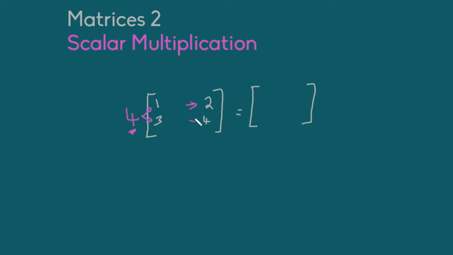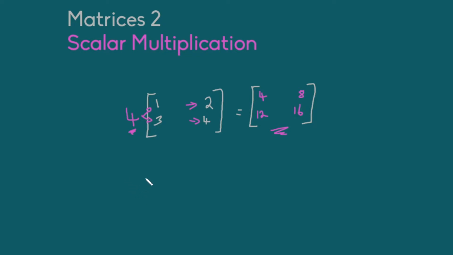So in this case, we have a 4 outside our matrix. And so when we multiply these together, we're going to get 4 times 1, which is 4, 2 times 4, which is 8, 3 times 4, which is 12, and then 4 times 4, which is 16 in each of the 4 corners of this matrix. Pretty simple. Let's just have one more example.